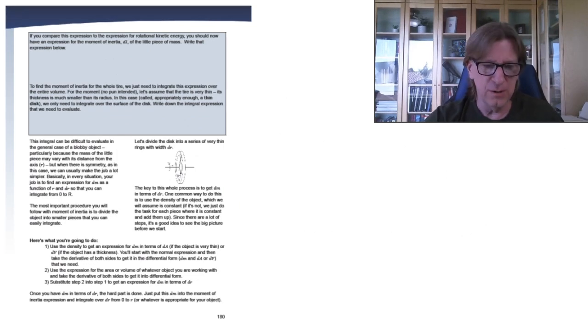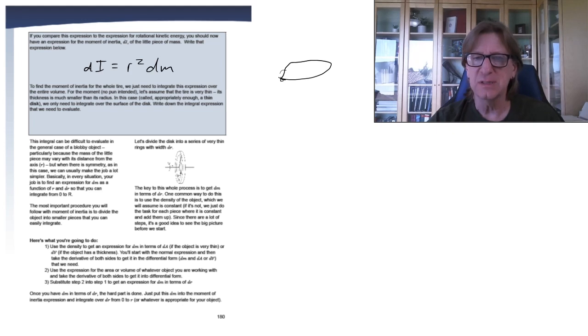So here we've decided then that our dI is going to equal r squared dm. Okay. So to find the moment of inertia then, all I need to do is to integrate over that entire circle. I'm going to keep my wheel on the side here so that we can see it a little bit better. We can do better than that.